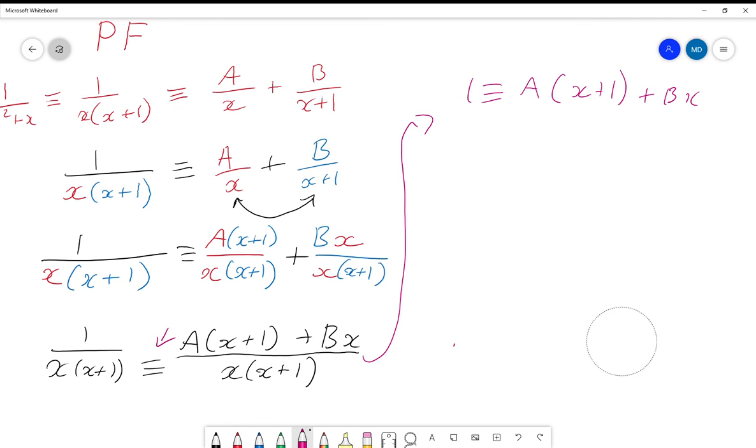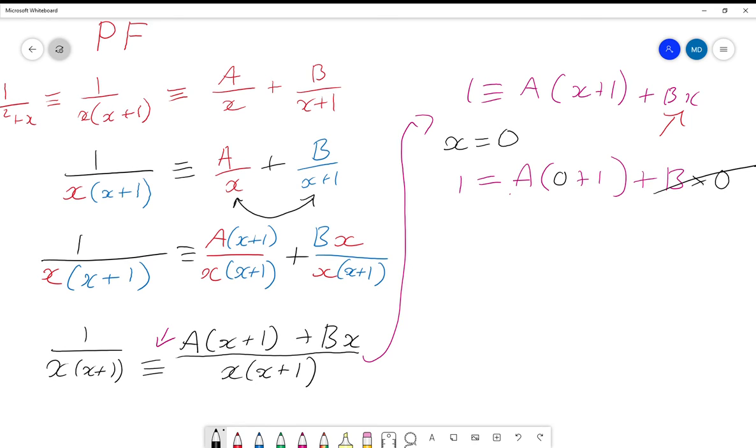Therefore, what I can do is just pick a value of x, because it has to be true for all of them. So let's pick a nice easy one. Let's pick x equals 0. And why is that easy? Well, it's easy because it's going to make this term disappear. That's the key thing. We want as many terms to disappear as possible, and I'm going to get 1 equals, it's not equivalent now because we've picked a value of x, A lots of (0 + 1) plus B times 0. That is obviously 0, and we're left with 1 equals A, and therefore we've got our value of A.